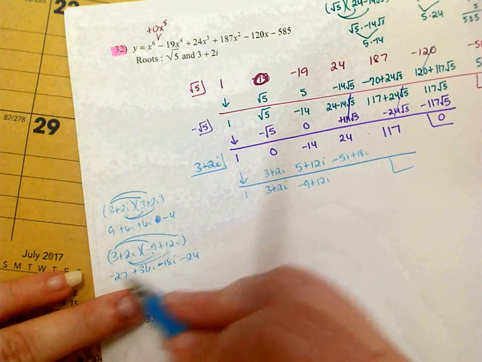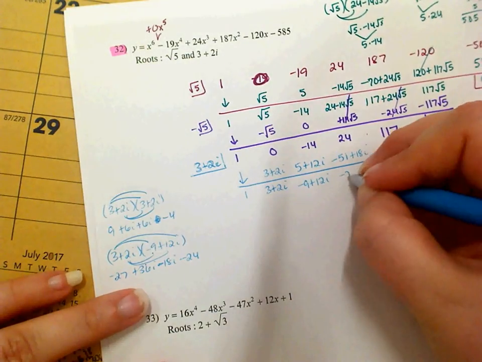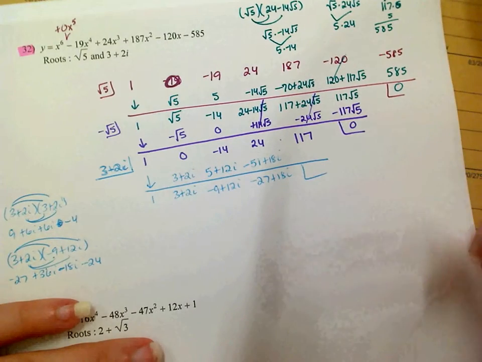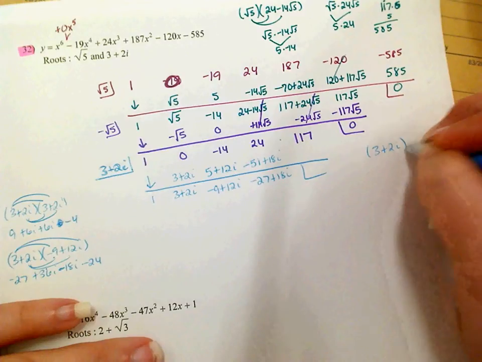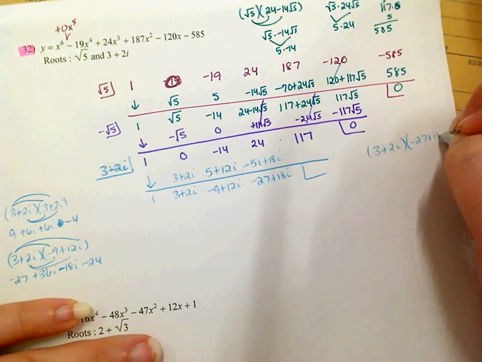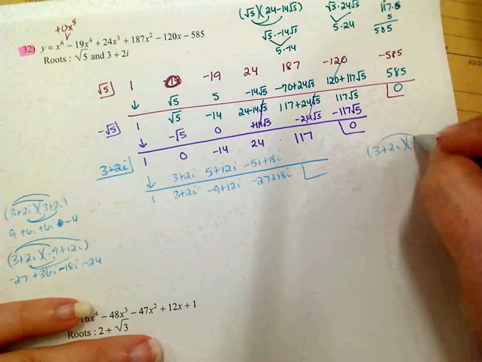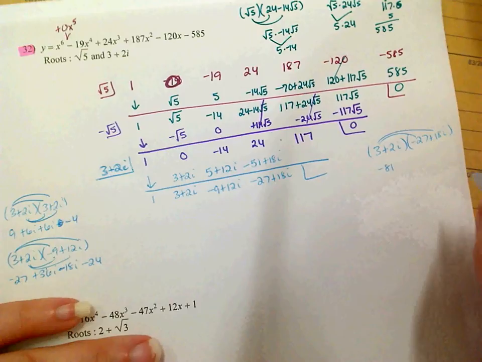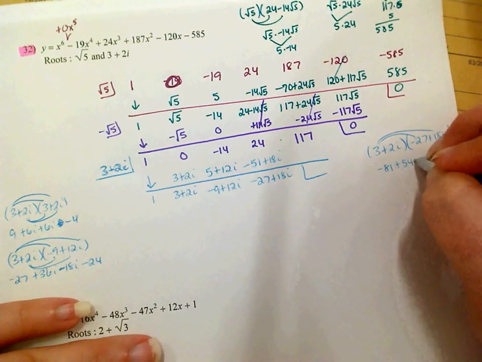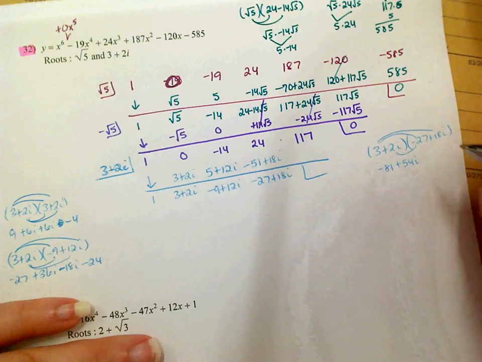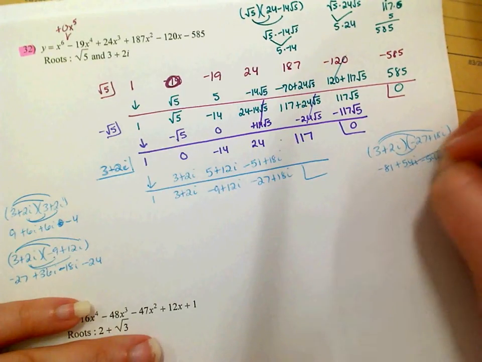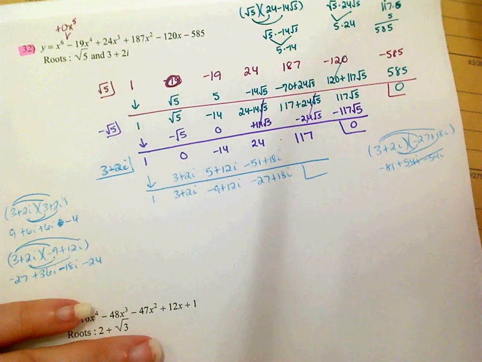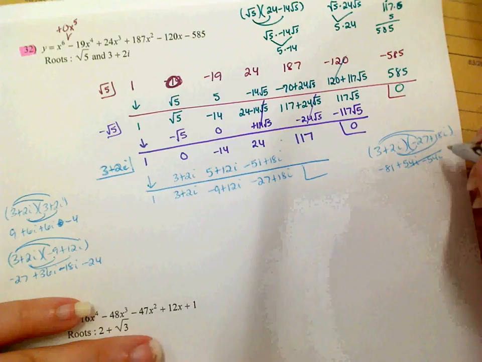And now I need to multiply those two out. So 3 plus 2i times negative 27 plus 18i. 3 times negative 27 is negative 81. 3 times 18i is 30 plus 24, so 54i. 2i times negative 27 is negative 54i, which means they cancel out. And then 2i times 18i is 36i squared, which is negative 36. And if you add those two, you get negative 117.